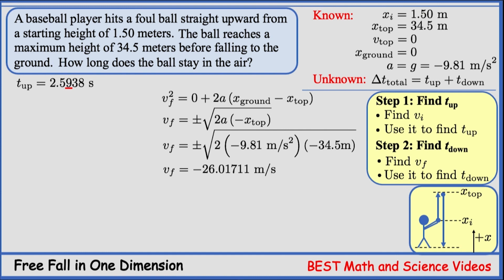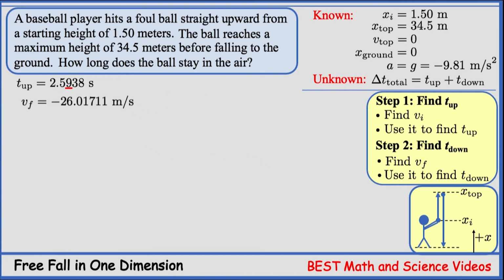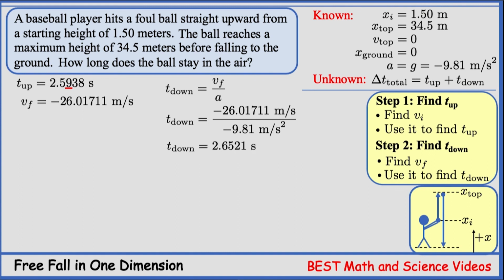Okay, so now that we know vf, let's use it to find t down. This is done using the same procedure as before. This time, we know that the initial velocity as the ball falls is 0, so we can rearrange the first kinematic equation to get t down equals vf divided by the acceleration. And substituting the known values for vf and the acceleration, we get t down equals 2.6521 seconds. And here again, if this were the final value, we would round it to 3 significant figures. So I'll place a line under the 5 to indicate that, but we'll carry the extra digits since this is an intermediate value.